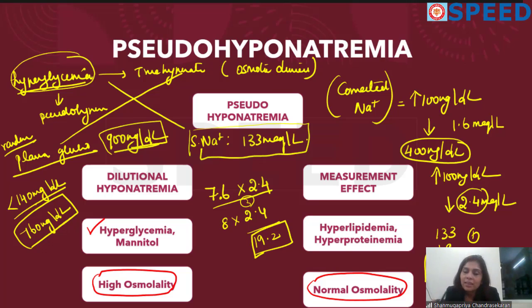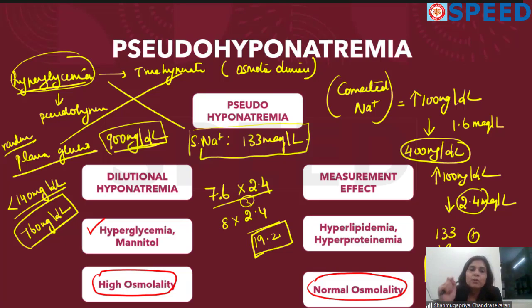And how will you correct it? Above normal plasma glucose, for every 100 milligram per deciliter increase in plasma glucose, serum sodium will be falsely decreased by 1.6 milliequivalents per liter. If it's even higher, if it's more than 400 milligram per deciliter, serum sodium has to be corrected by what factor? 2.4 milliequivalents per liter for every 100 milligram per deciliter increase. And that's what I've given you an example for.